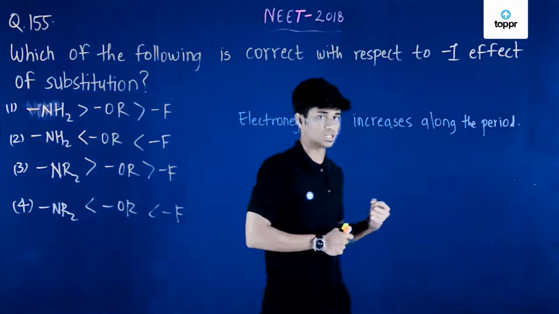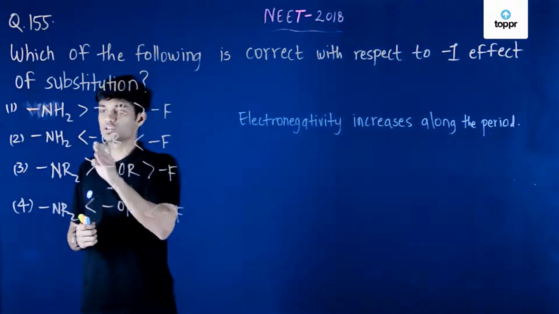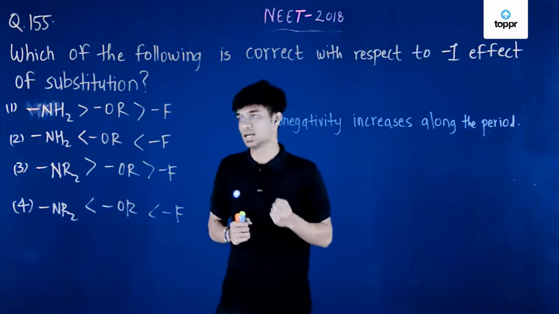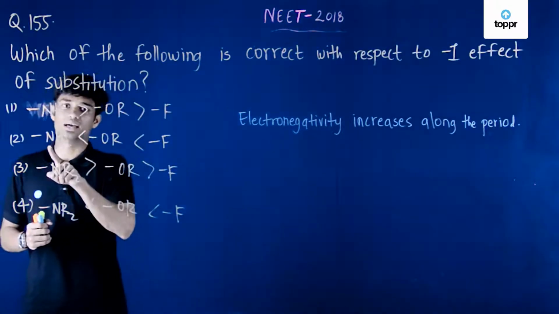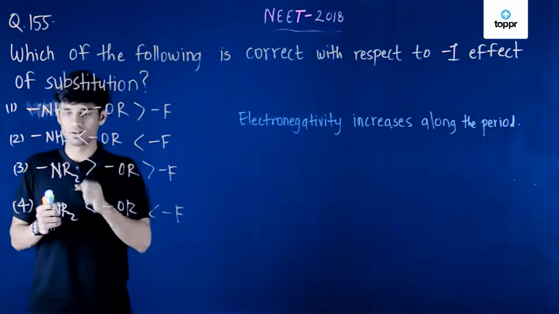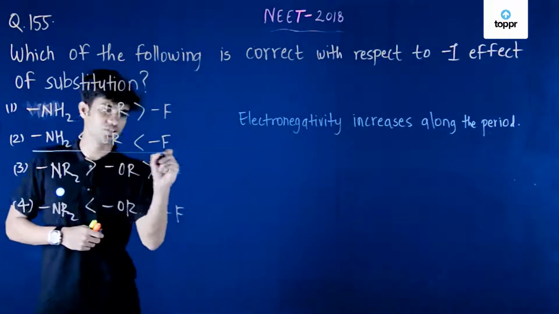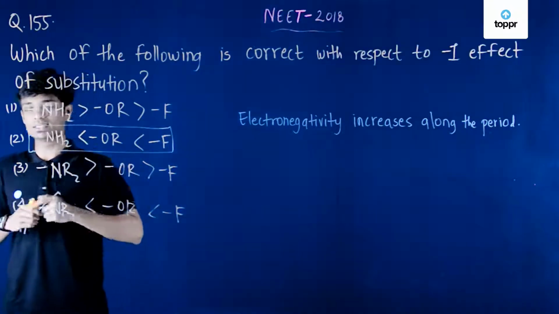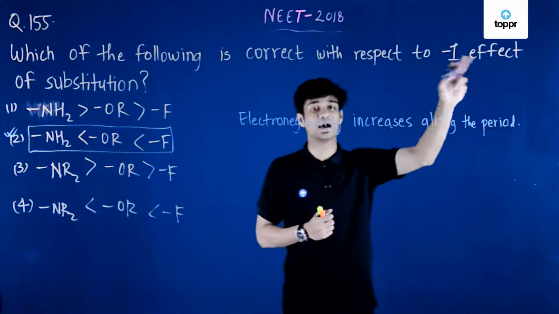Now, since fluorine is more electronegative than oxygen and nitrogen, it is more bound to pull electrons towards itself as compared to oxygen and nitrogen. Similarly, oxygen being more electronegative than nitrogen, it is going to pull electrons more efficiently towards itself as compared to nitrogen. Hence, my correct order is going to be this one, which is exactly the order of electronegativity, because an increase in electronegativity increases the minus I effect.